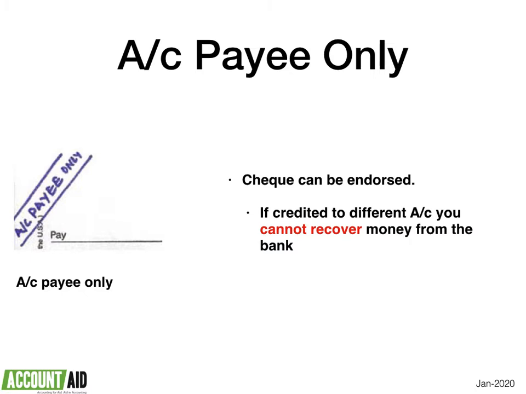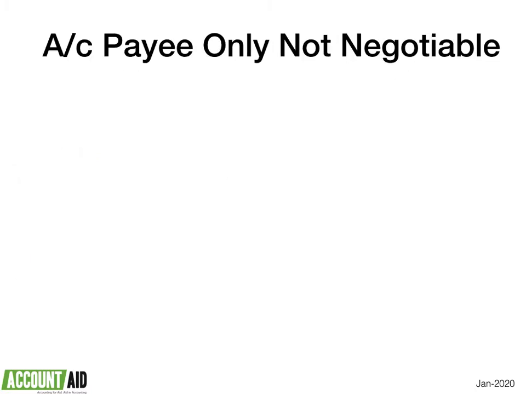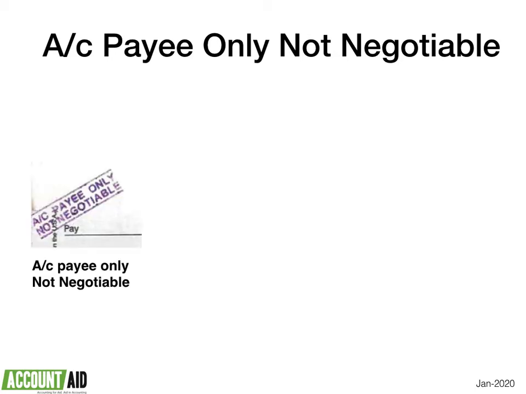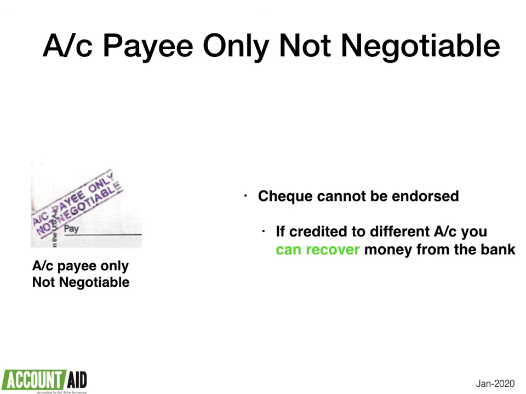Moving on to the next, account pay only not negotiable. What this crossing is, two parallel lines on top left hand corner of the check with the words account pay only not negotiable written between the lines. What this means is check cannot be endorsed. If the amount is somehow credited by the bank to different account, then you have the right to recover money from the bank. Moving on to the precautions you can take while receiving and depositing the checks.